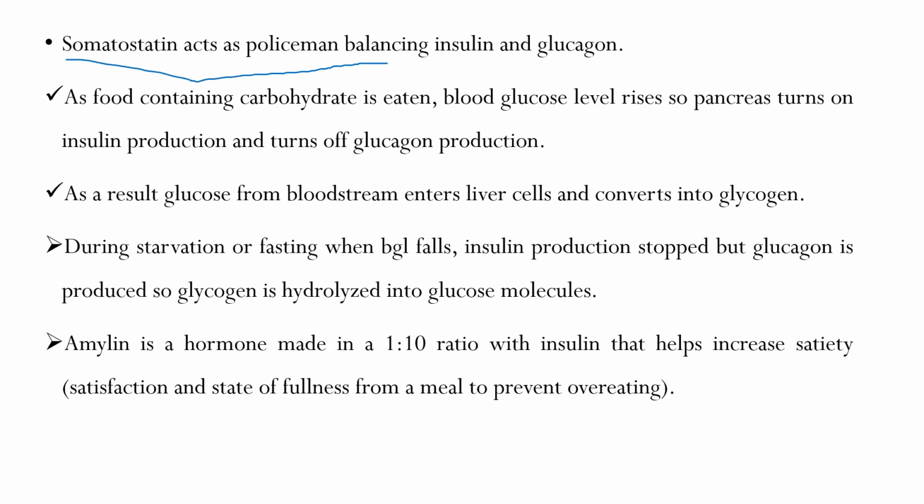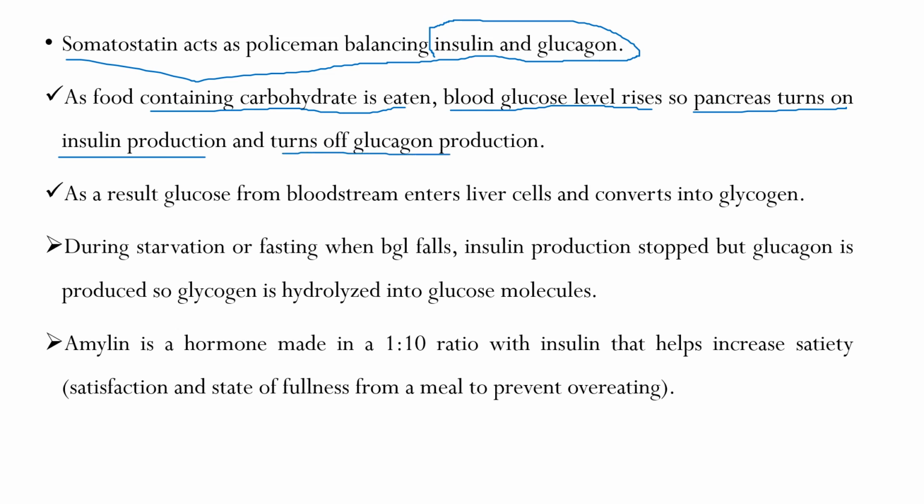Somatostatin acts as a policeman, balancing the production of insulin and glucagon. For example, as food containing carbohydrate is eaten, it is obvious that blood glucose level rises. So the pancreas turns on insulin production, and it turns off glucagon production. As a result, glucose from the bloodstream enters into liver cells and is converted into glycogen, and the glycogen is stored.